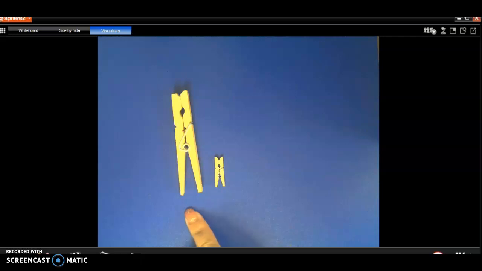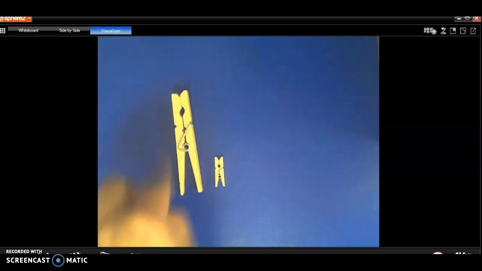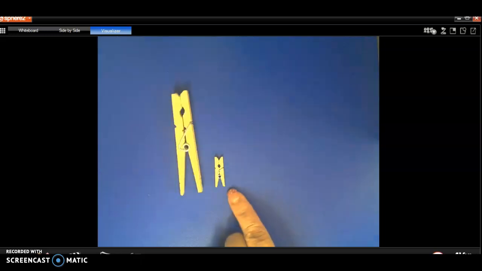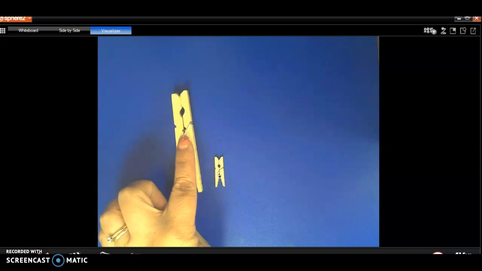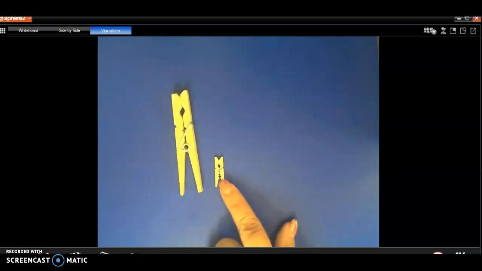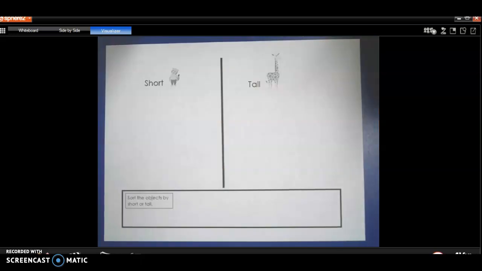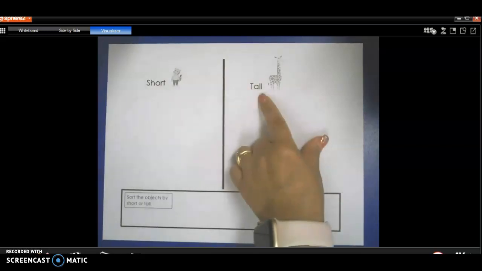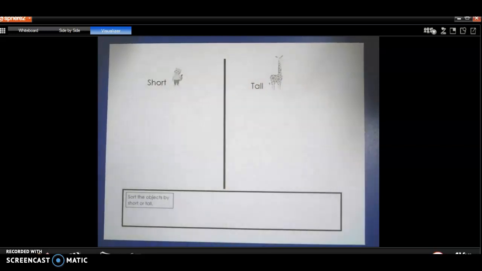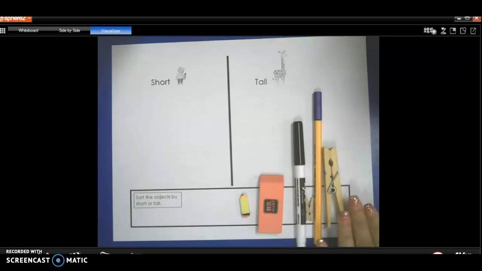Okay, and here we have two clothespins, right? And we're looking at its height, standing up from the bottom to the top. We can tell right away that this one's going to be taller and this is going to be shorter. Okay, so now we're going to do an activity that's going to be similar to your homework today. We're going to sort the items that I showed you into either short or tall. Okay? Okay, so I set the objects down here in the bottom.